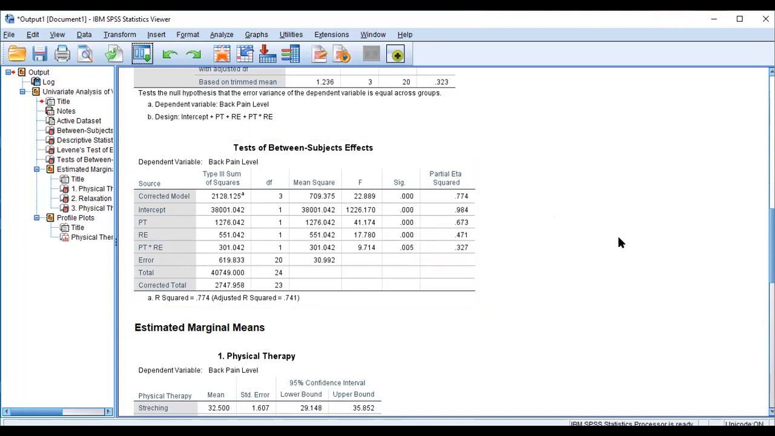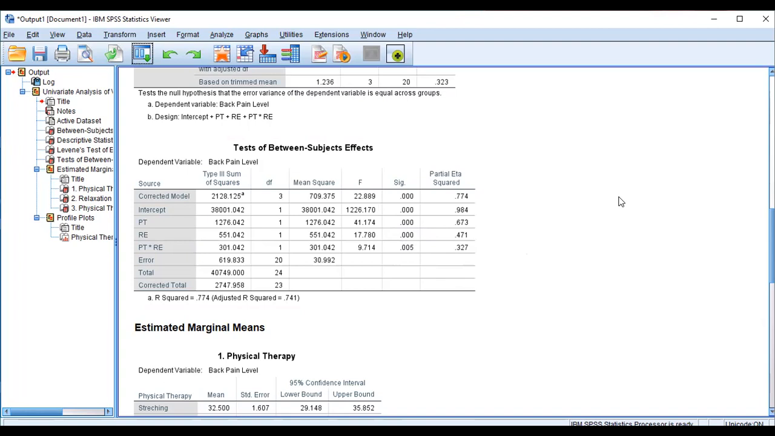And even if you look at physical therapy and relaxation exercise, the F value happens to be 9.714, which is again quite significant, 0.05. So this means all the three hypotheses which we have framed originally are being accepted for the alternate hypothesis.